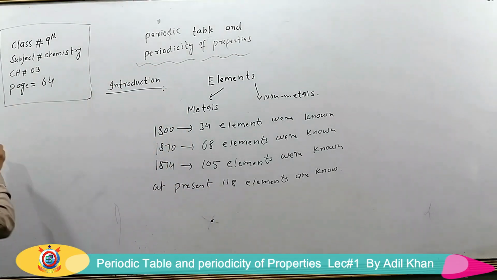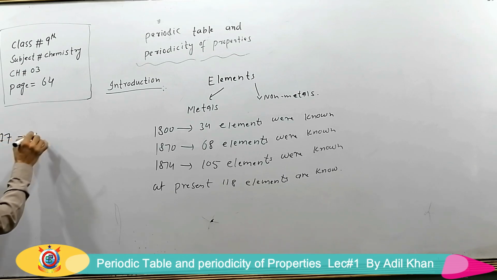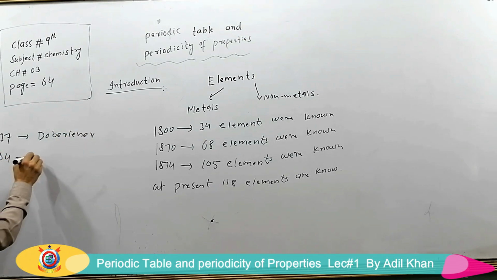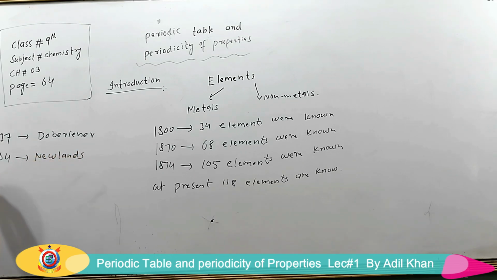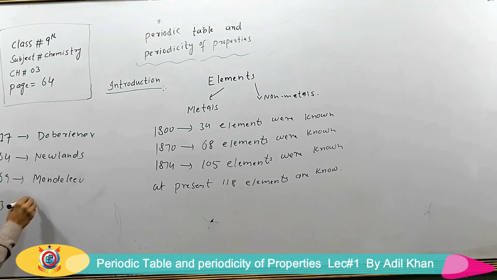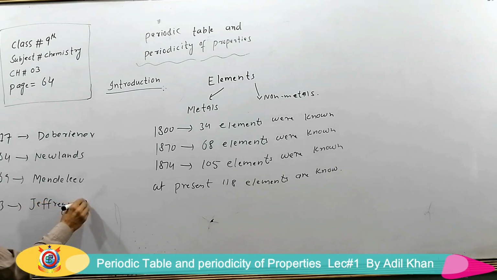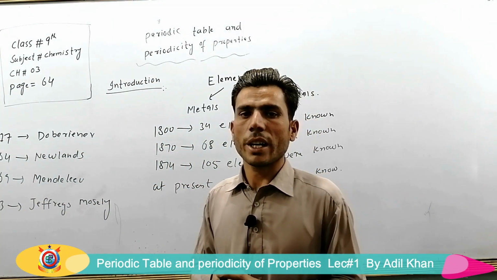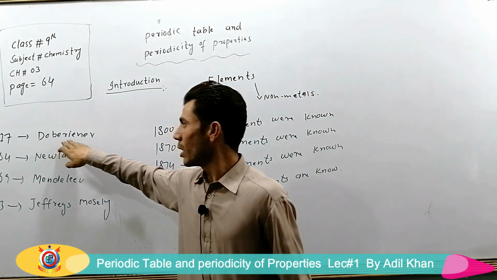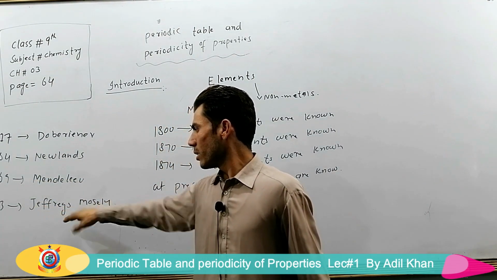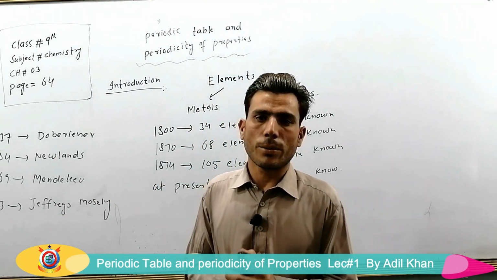For example, in 1817, Dobereiner; in 1864, Newlands; in 1869, Mendeleev; and lastly in 1913, Henry Moseley. So different scientists attempted to classify the elements properly, to arrange the elements properly.